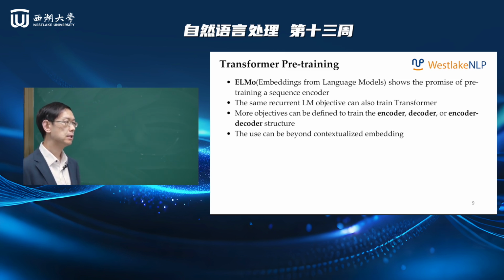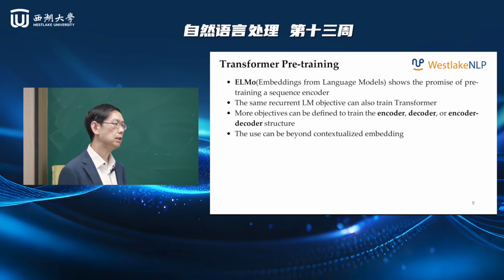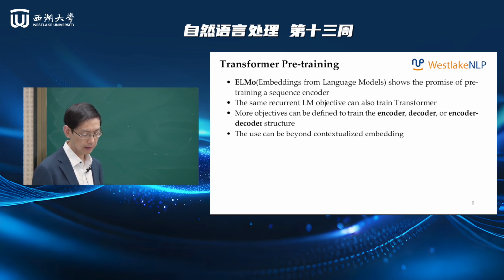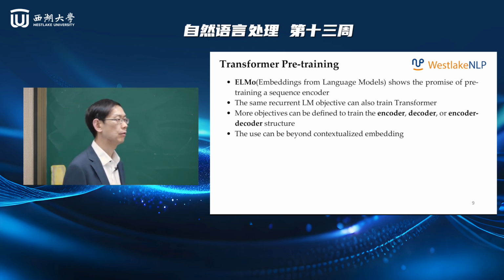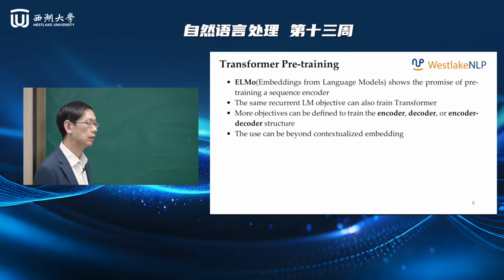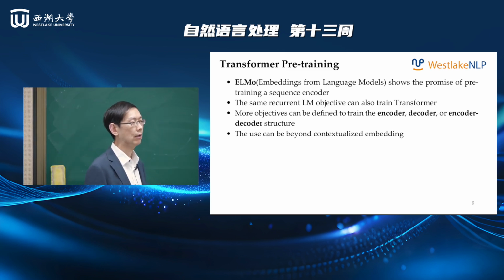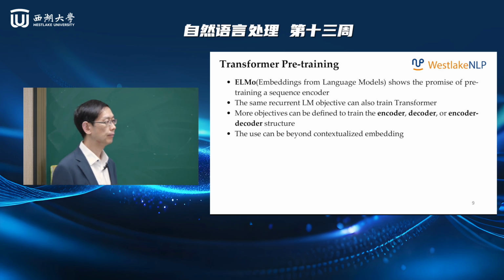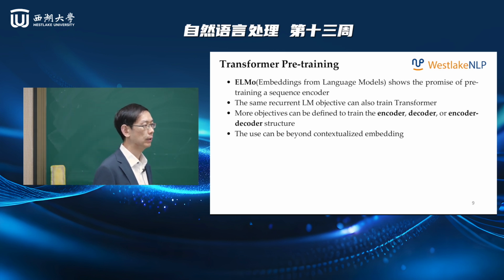So Elmo uses an LSTM, a multi-layer RNN, to do the encoding. But it turns out that transformer can also serve as the foundation model, the language model. And as we learned last week, transformer is an encoder-decoder architecture. So can we use transformer to simulate or to replace Elmo? It turns out that we can.